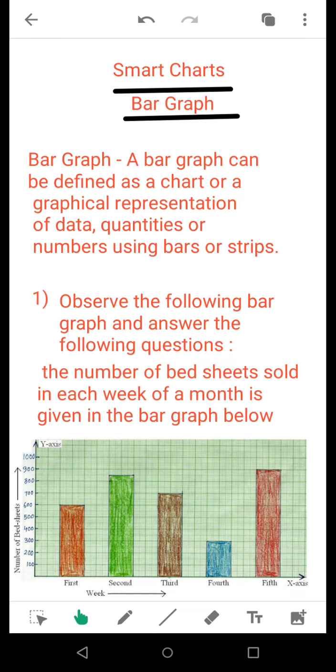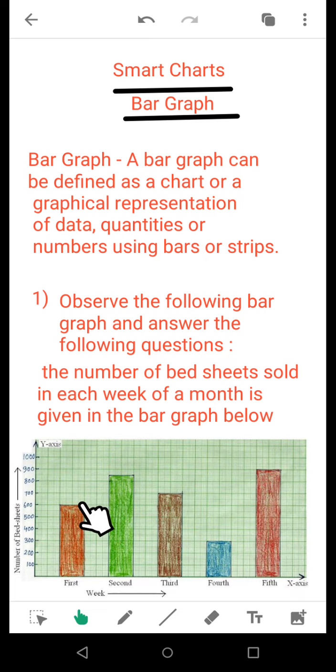Now, a bar graph can be defined as a chart or a graphical representation of data, quantities, or numbers using bars or strips. Generally, these bars are rectangular in shape. See the solved example that we are going to solve in the bar graph.